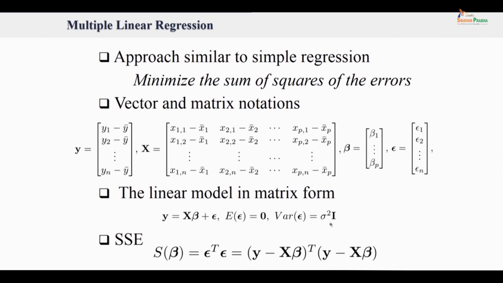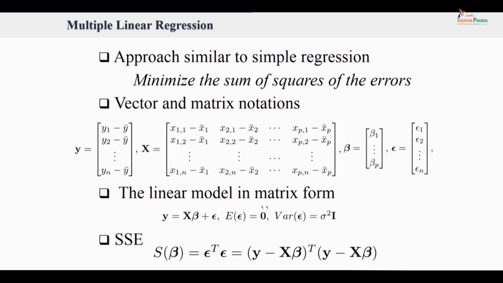Sigma squared identity in this form means all the epsilons, epsilon 1 to epsilon n, have the same variance sigma squared, the homoscedastic assumption, and we also assume that epsilon i and epsilon j are uncorrelated if i is not equal to j, in which case we can write the covariance matrix of epsilon as sigma squared I.